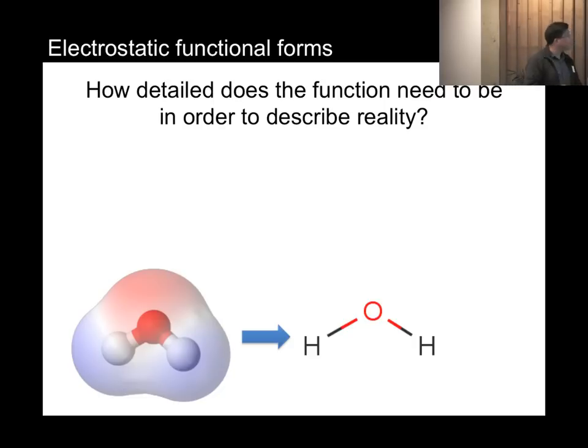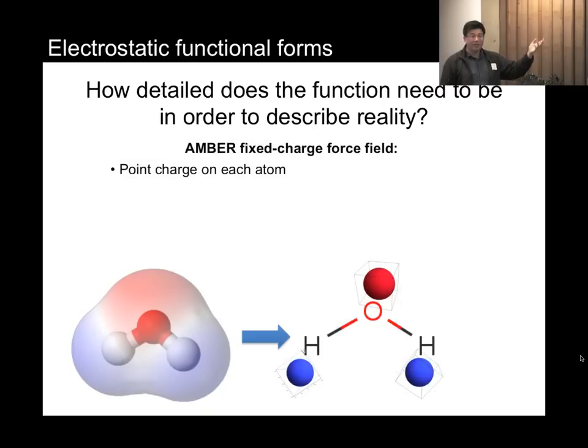So, an interesting question might be, how detailed does the function need to be in order to describe reality? Because in reality, we know that a water molecule is a complicated object. It's got nuclei and it's got an electron distribution. This is really a wave function with electron correlation and so on. And in order to represent it in a force field, you can do certain things like put a point charge on each atom. That's what the Amber fixed charge force field does for all of its proteins, and this is how the TIP3P water model also works.